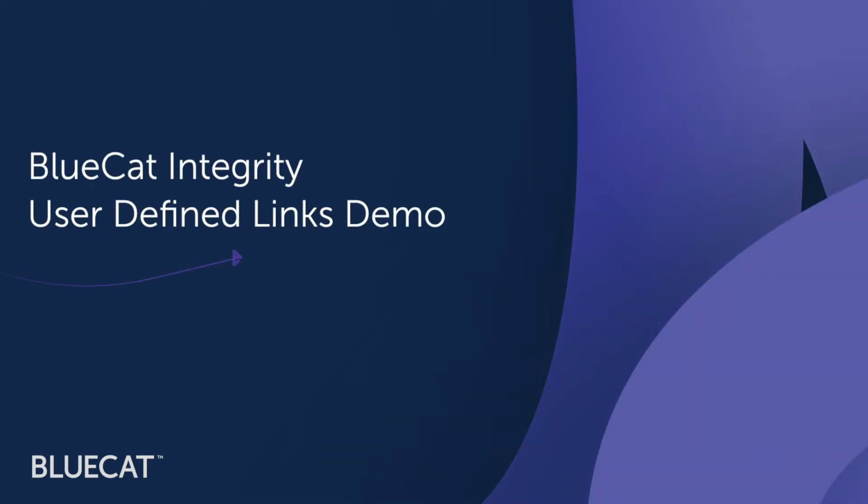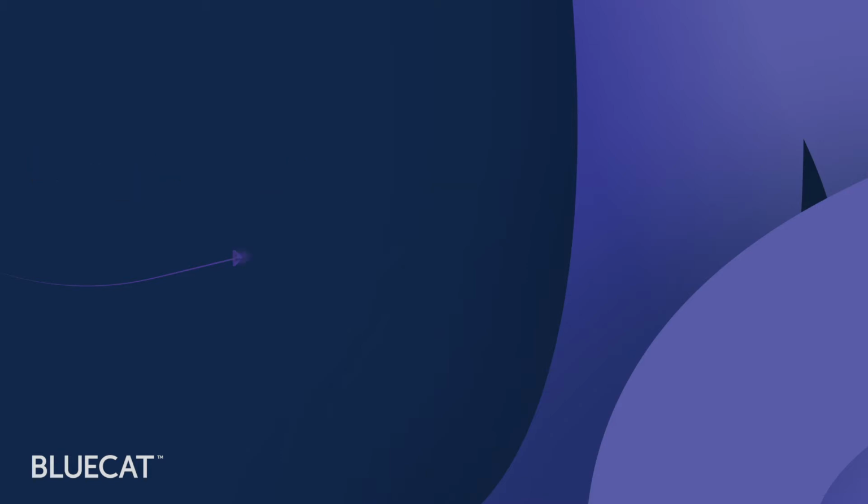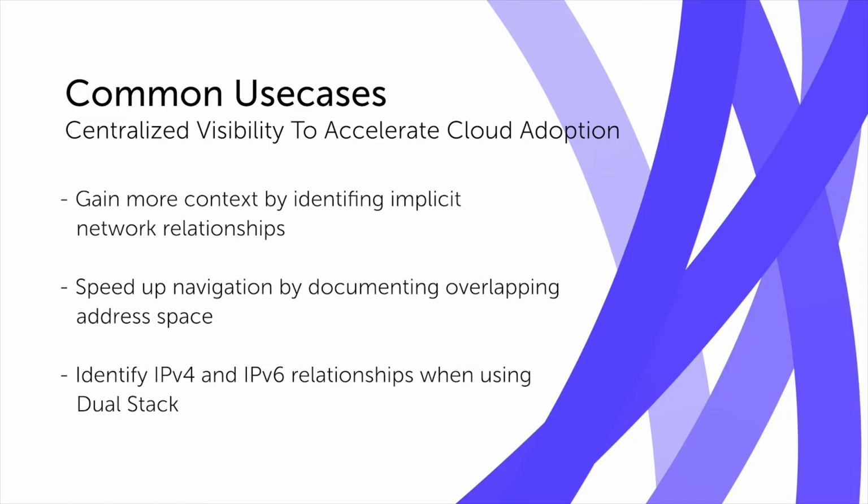We're going to be looking at how we're supporting the definition and navigation of complex network relationships using the new user-defined link capabilities we've added. Some common customer use cases for this would be our customers wanting to define the implicit relationships between both sides of network address translation, or they want to document how overlapping address space defined in two or more different Address Manager configurations is related. Another good example would be the definition of how an IPv4 network and an IPv6 network are related when using dual stack in a site.